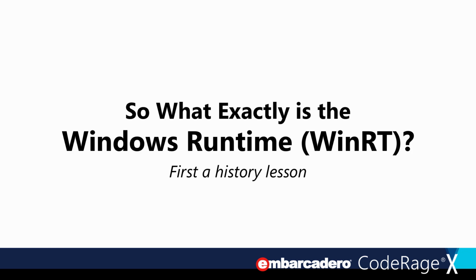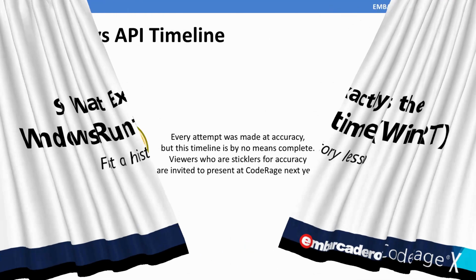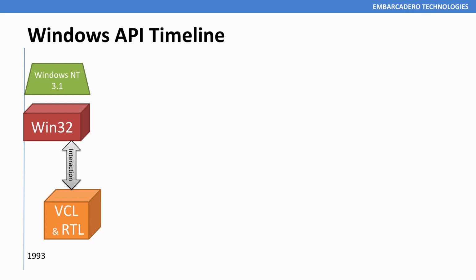So what exactly is the Windows Runtime, or WinRT? First, a little history lesson. Now, I've done the best I could to make this accurate, but it's by no means complete. If you're concerned about things I may be missing or have dates not exactly right, you're welcome to present at Code Rage next year. Back in '93, Microsoft introduced Win32 as the API interface for Windows NT 3.1. When the VCL and RTL were introduced, they quickly took advantage of Win32 and had great interaction. So when you're developing with VCL and RTL, you could take advantage of all the Win32 features if you wanted to.